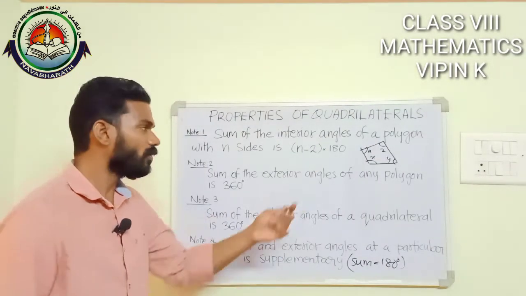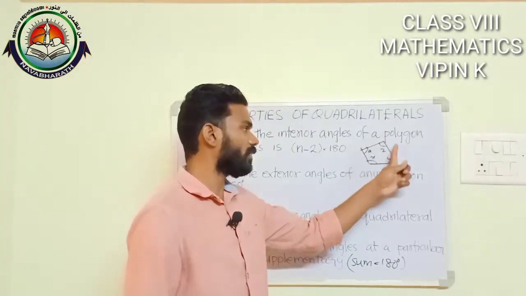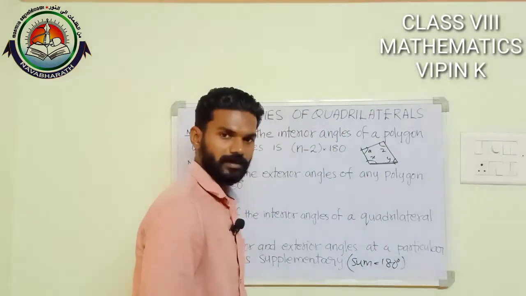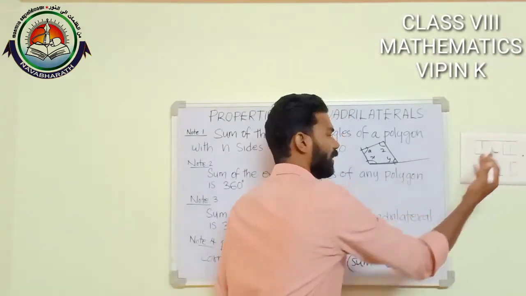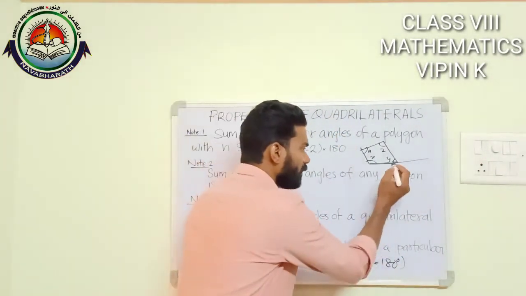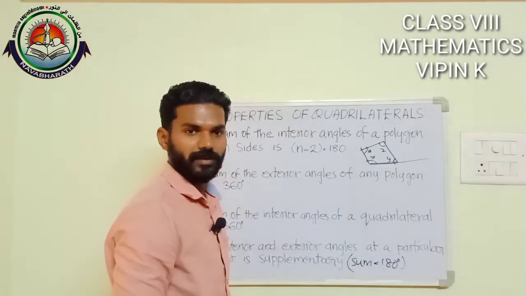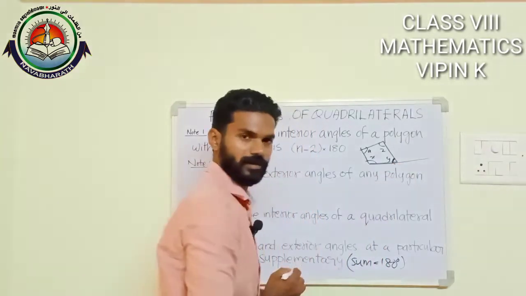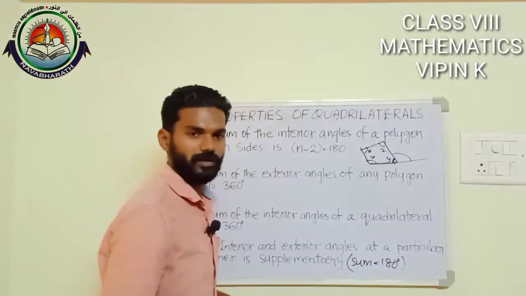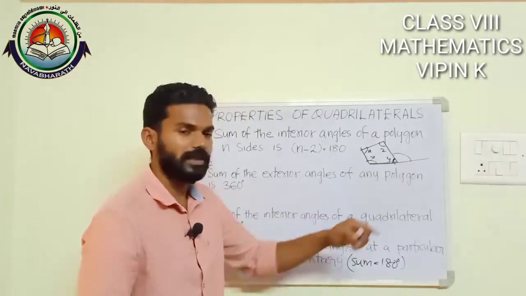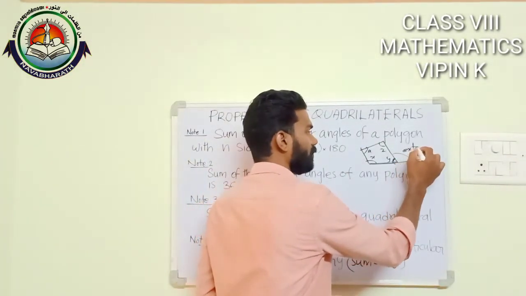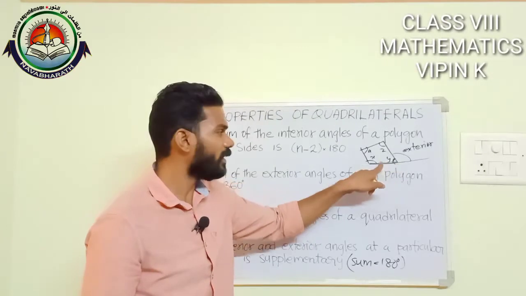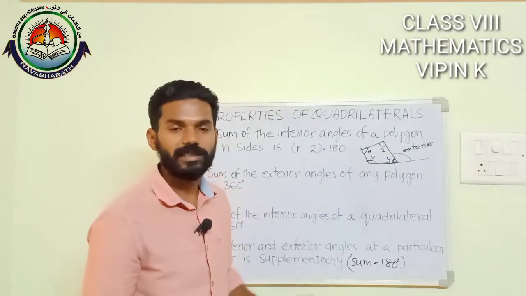Clear? So just take the case of a quadrilateral. Here is one of the sides of a quadrilateral, and I am extending this side towards the right. On this extended line, two angles are formed. One is the angle y, and another angle you can see here. This angle is called the exterior angle at this corner, and this angle would be the corresponding interior angle.